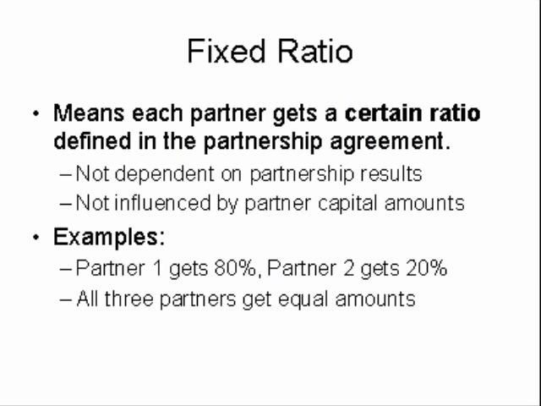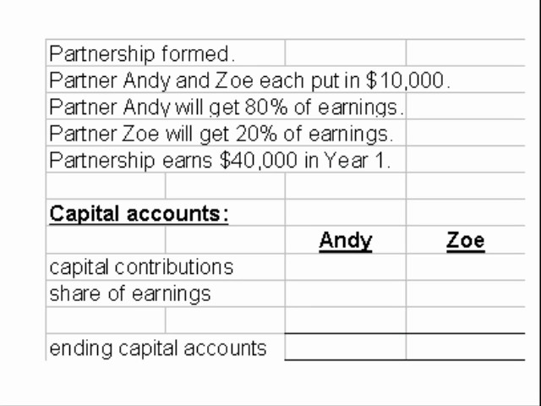First, fixed ratio. That means each partner gets a certain ratio defined in the partnership agreement, but it doesn't change based on the results of the business or capital that's contributed. For example, a partner gets 80% and the other one gets 20%. Doesn't matter how much money they put in or whether there's gains or losses from the business. Let's try one. Freeze the frame and see if you can identify the amounts that should go into each of the partners' capital accounts.